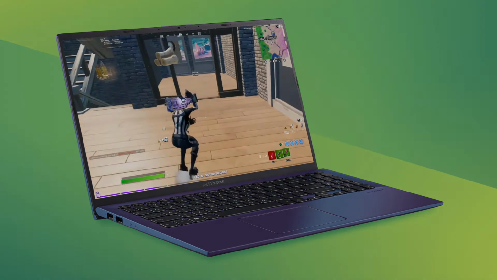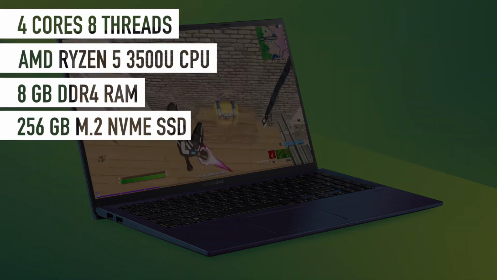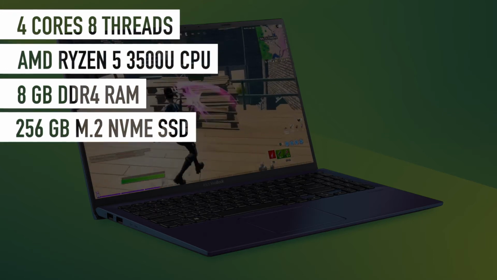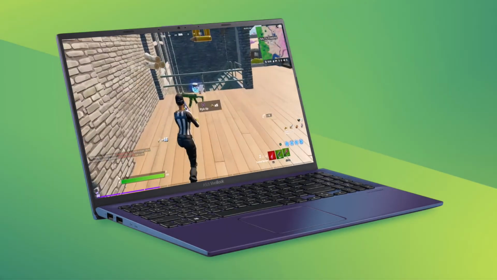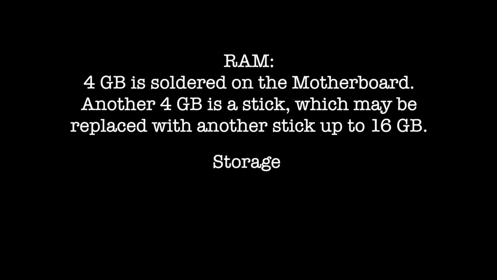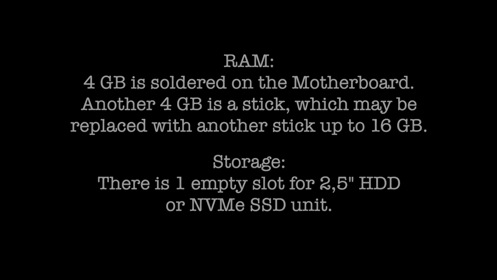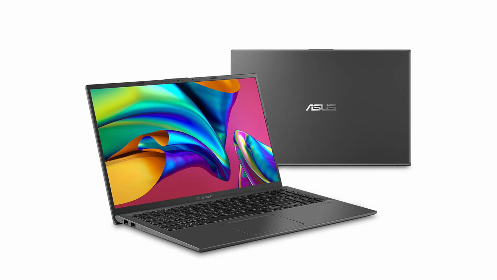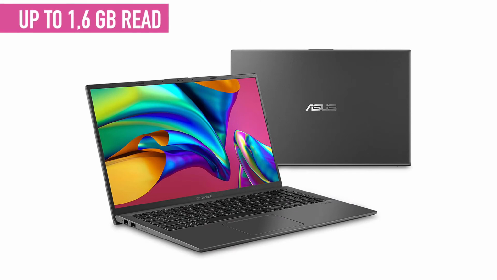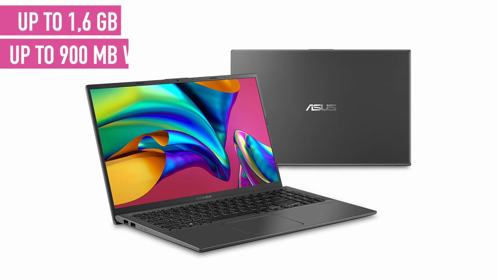Asus Vivobook 15 packs a nice quad-core Ryzen 5 CPU, 8GB of RAM and a 256GB M.2 NVMe lightning-fast SSD. You can upgrade RAM by replacing a 4GB stick with an 8GB one, which will give you 12GB RAM total. There is also an empty slot for an additional 2.5-inch hard drive or another SSD. So yeah, there are plenty of upgrade options. I've also tested the installed SSD and I was able to reach 1.6GB per second reading speeds and 900MB per second writing speeds, which is pretty fast.